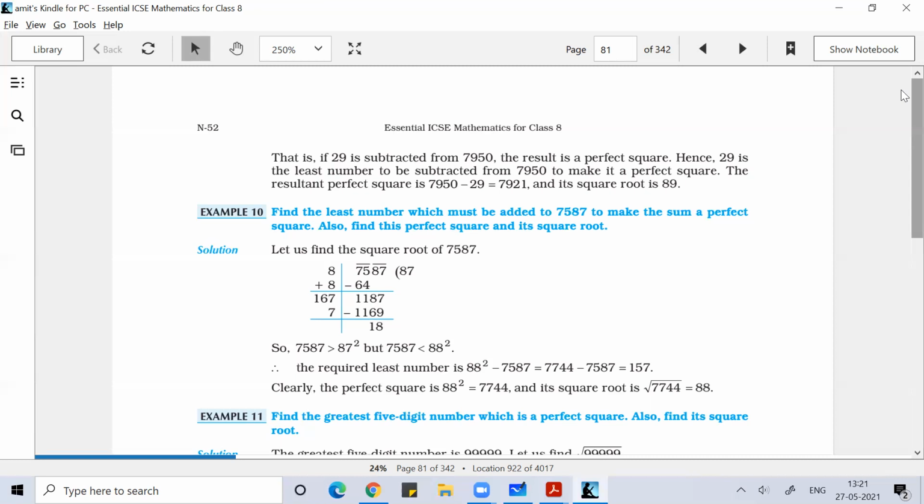What should you subtract from 99999 so that it becomes a perfect square? Tell me. In the questions you did, you were adding; here you are subtracting, and making it a perfect square. Yes, sir, I'll do it.